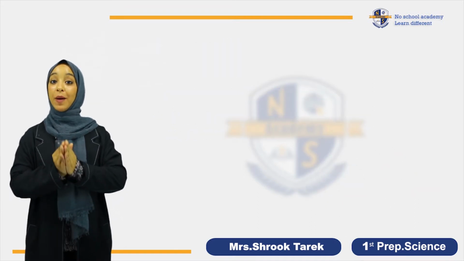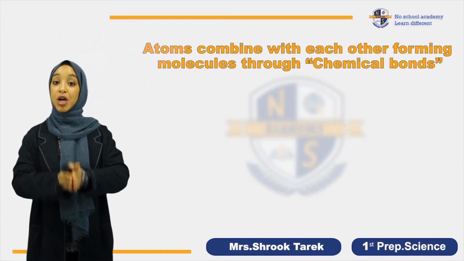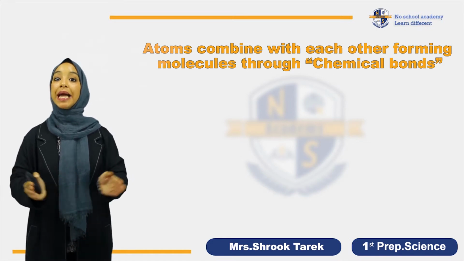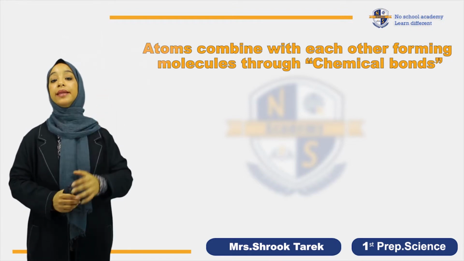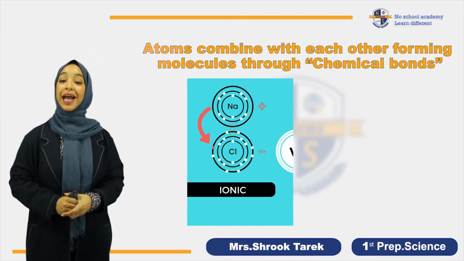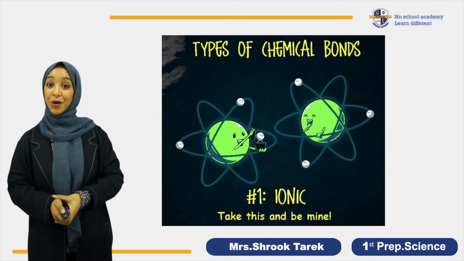أول حاجة هنعرفها مع بعض النهاردة إن الاتومز combine together to form a molecule through something called chemical bonds. طيب أنا عندي نوعين مهمين جدا من chemical bonds. عندي ionic bond and covalent bond. إيه رأيكم نبدأ مع بعض؟ أول حاجة ionic bond.